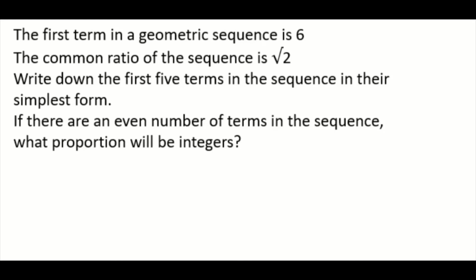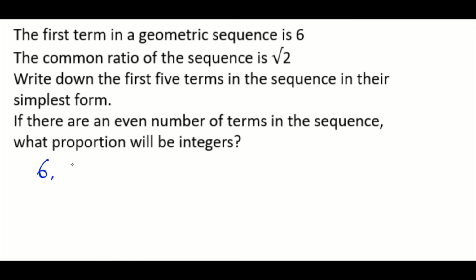Here we've got a sequence involving surds. It's geometric, so we're going to multiply by the same thing each time, and in this case the common ratio, the thing we're multiplying by, is √2. Pause the video and have a go. So the first term was 6.